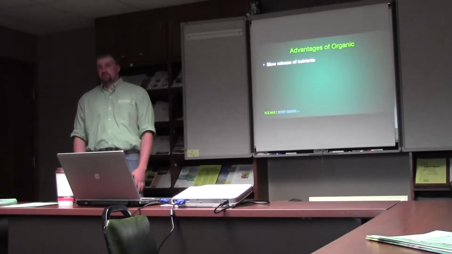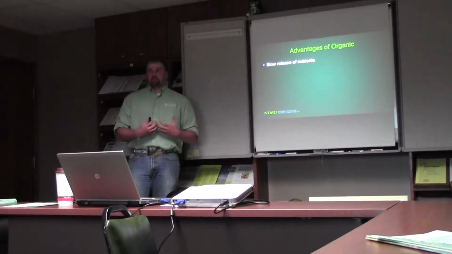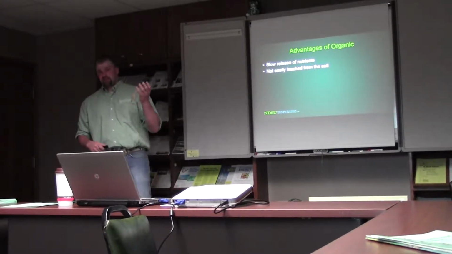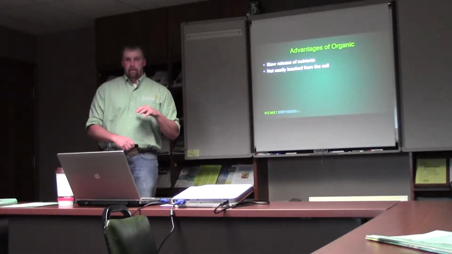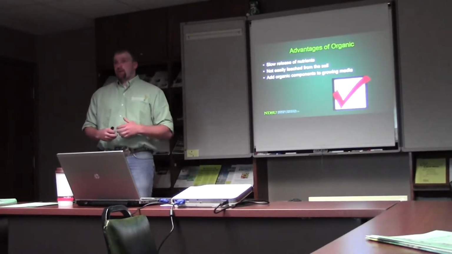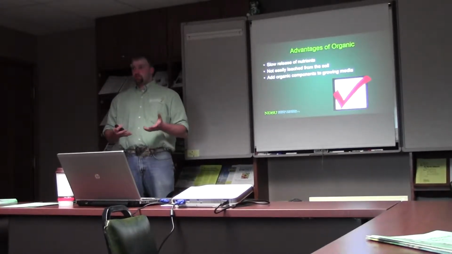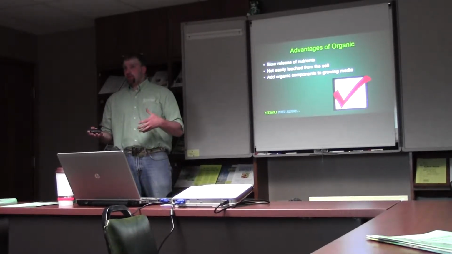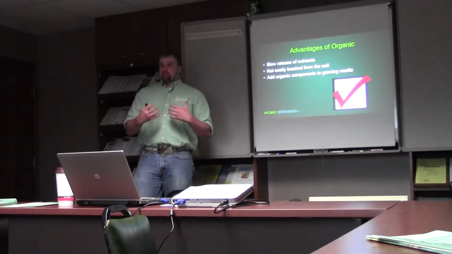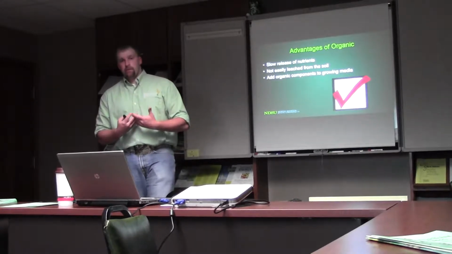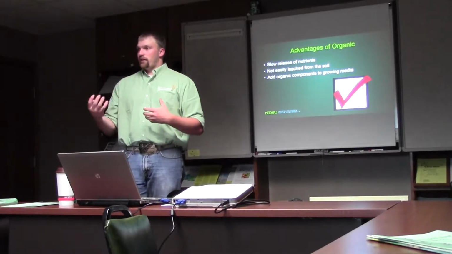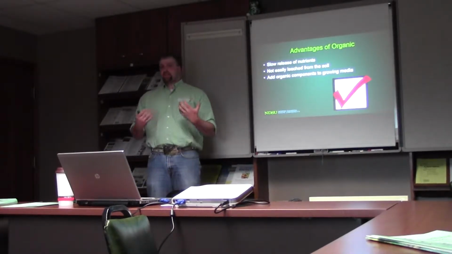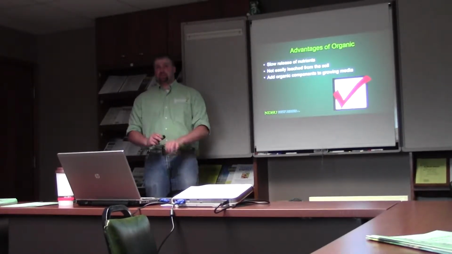Advantages, obviously it's a slow release of nutrients because it's a little bit tougher to break down. The other thing is it's not as easily leached through the soil, and you add organic components into your media, or your growing media. Cattle manure, for example, when it's composted, is broken down a lot further, but there's still going to be a little bit more leaf material left that needs to be broken down, and again, that's increasing that organic material back into your soil.